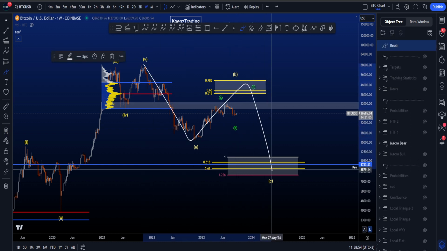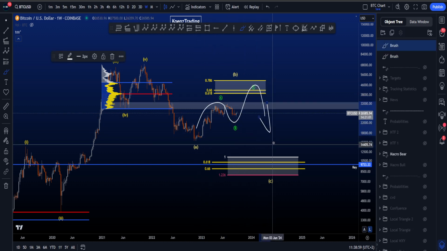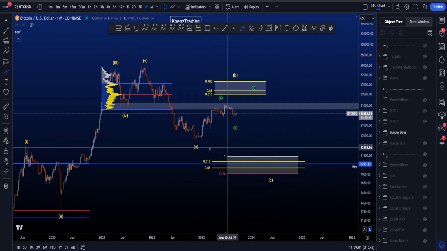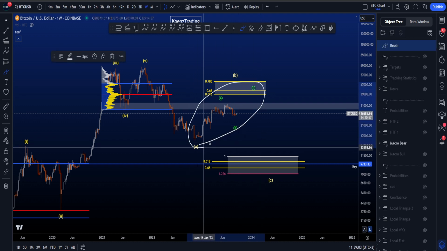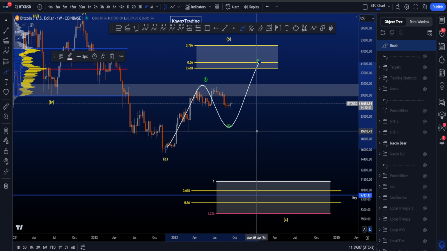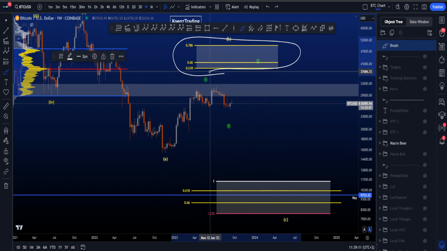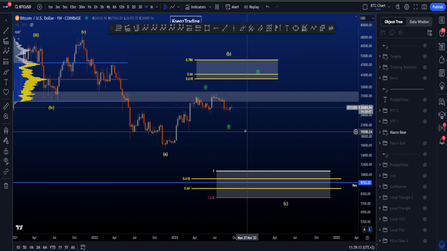One can also label it a WXY, but it doesn't really matter for what we are looking for here, because we are then looking for a move to the downside, and locally in this move to the upside over here, we are looking for a zigzag, an A, B, C to the upside of 5-3-5, where again, this is the main target between 39 and 50k.